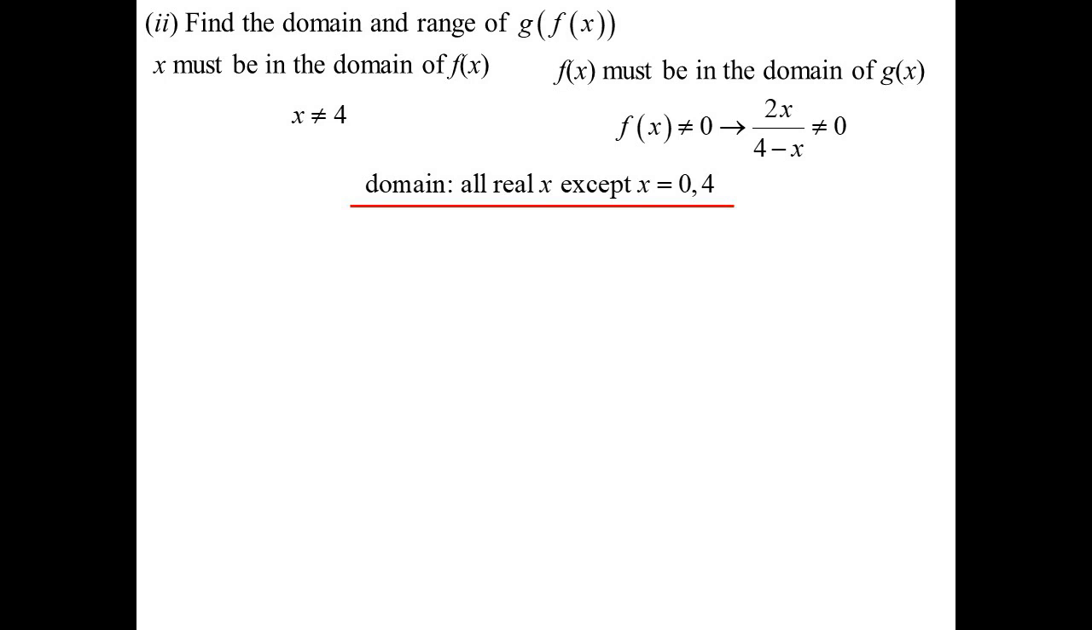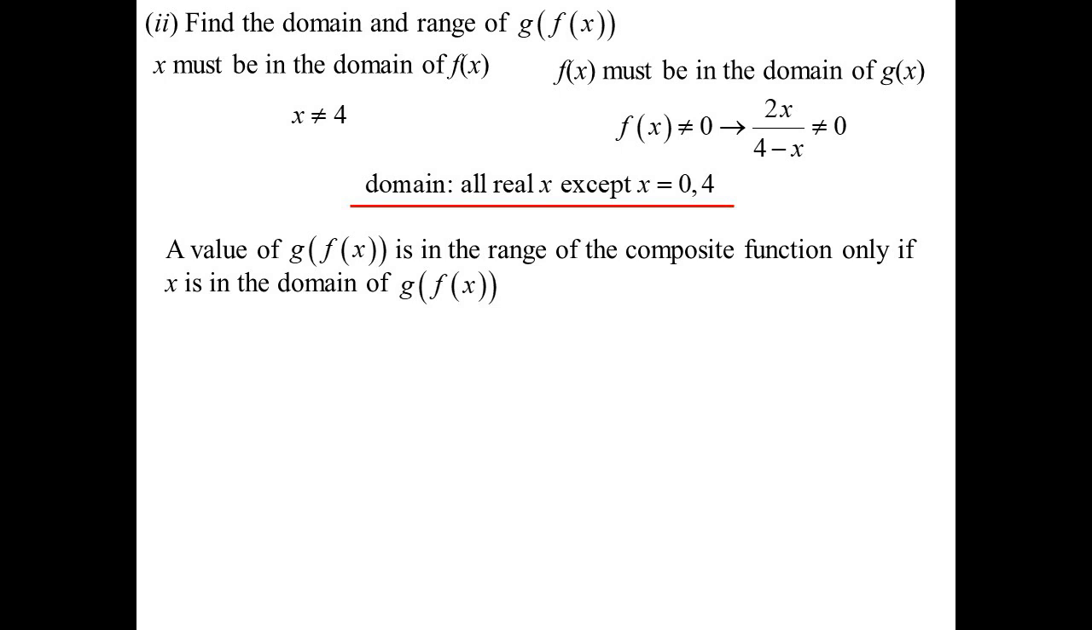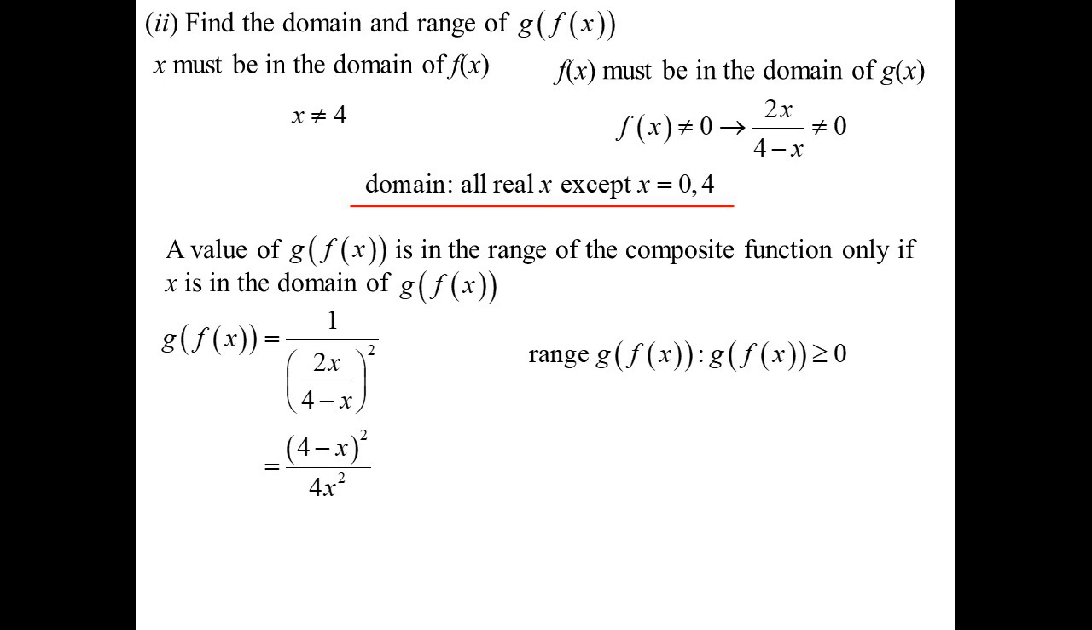What does that do to my range? Okay. So a value of our composite function is in the range only if x is in the domain. So it can only be in the range if I can substitute that number in. Let's work out what the composite function is. (4 minus x) squared on 4x squared. So if that was just my function, I would have said, oh, okay, the range, I'm only going to get positive numbers here. Or I could get 0, I suppose, because if the top of the fraction was 0, that would be possible. That's if it was just this function, but it's not just this function. It's a composite function.